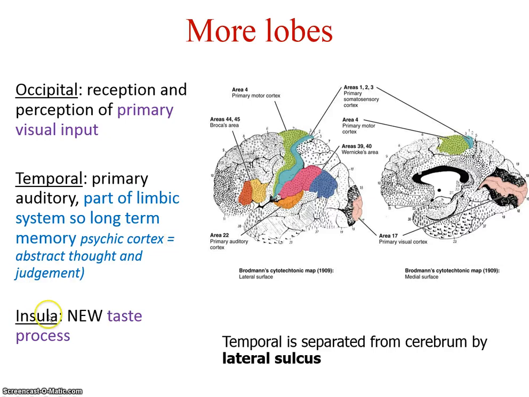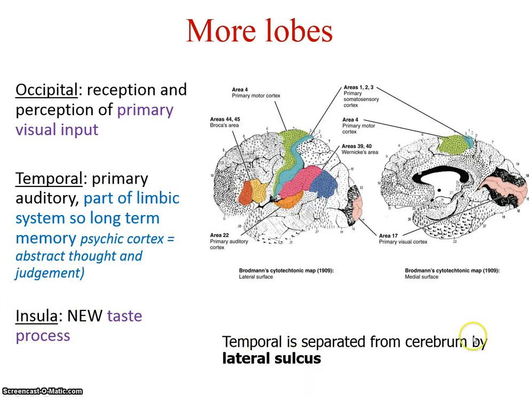And again, there's also another lobe we talk about called the insula. It's a new one, and this we consider responsible for the taste perception and sensation. So taste is processed in the insula. You have to kind of push the temporal aside from the frontal to see the insula. So it's kind of insulated. So that's a good word for that, right?